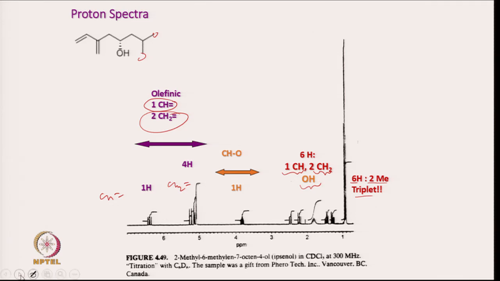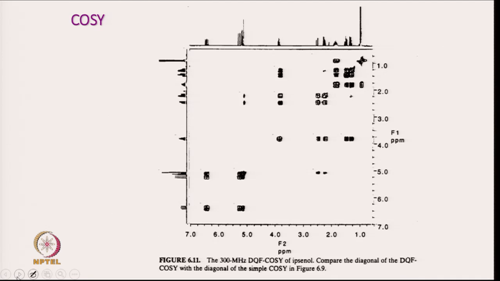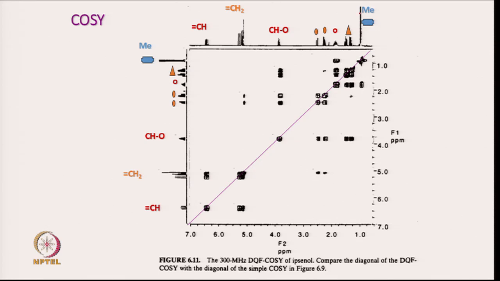So what we will do is go for 2D experiments. So these are the aliphatic region. Let us go and look at the COSY of this structure. Now, these are peaks which are on the diagonal, and I know that this is for CH3. So let us see the things which we have already assigned. This is for methyl, this is CHO, double bond CH2, double bond CH.